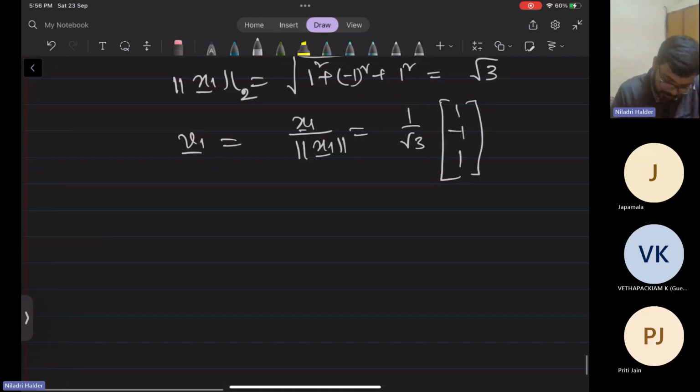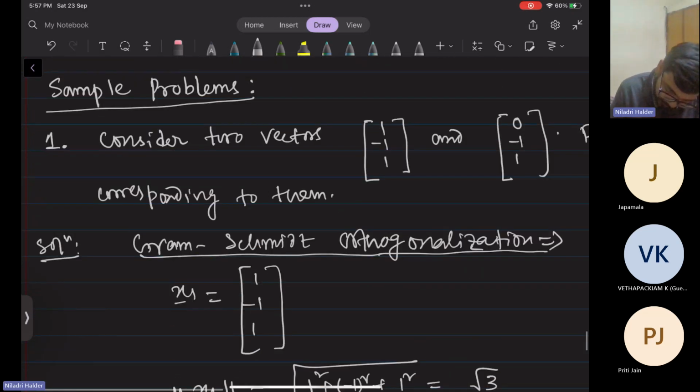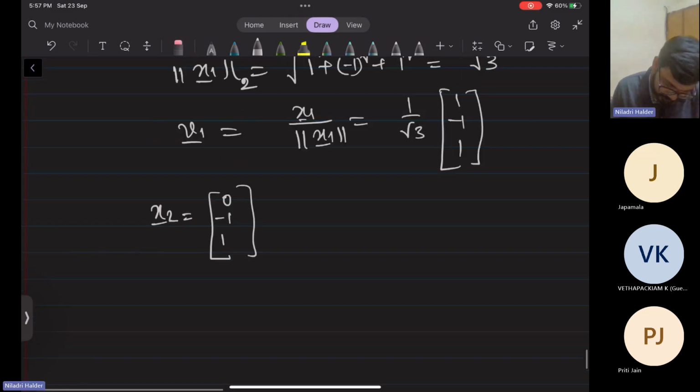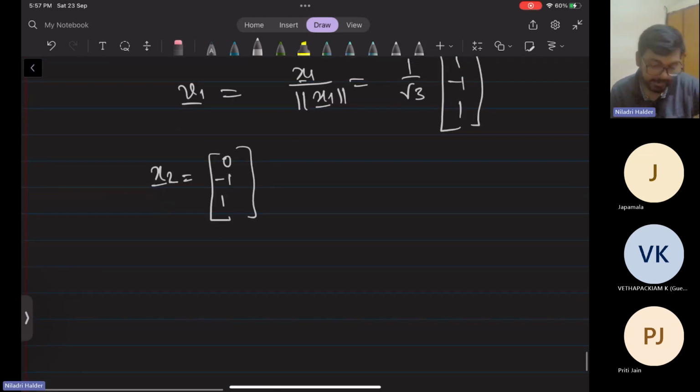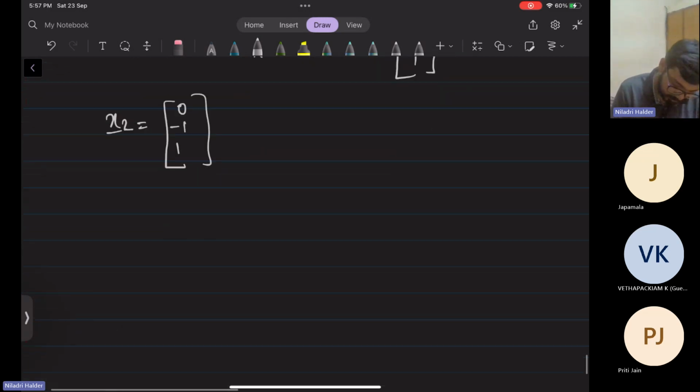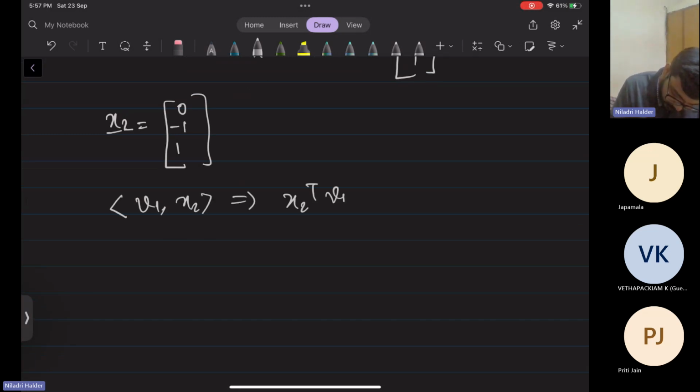Then another vector x2 was 0, minus 1, 1. Now we'll find the projection of this x2 on the vector v1. That means we'll find the inner product of v1 and x2, that is x2 transpose v1.